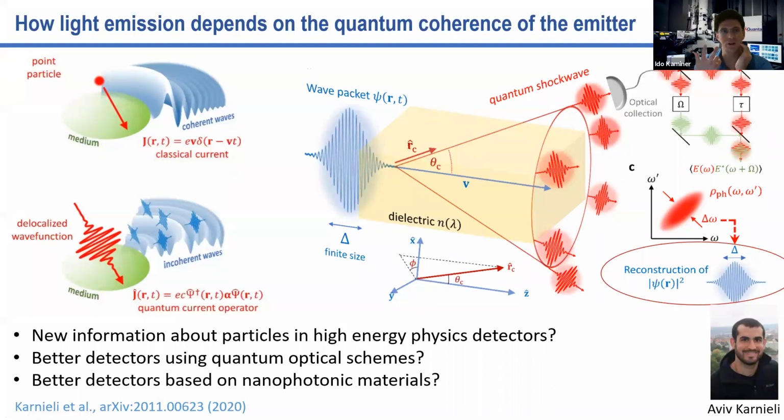For example, the size of the wave function is the first thing we're interested in seeing. So many times, Cherenkov radiation is used to distinguish between, for example, pions and electrons. Did you try to play with different types of particles with this system? For example, muons or electrons?